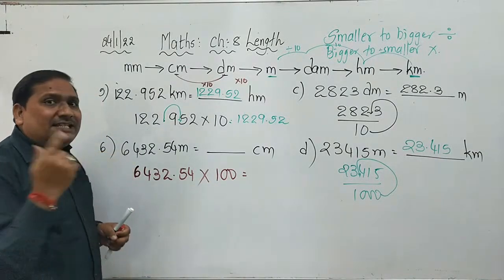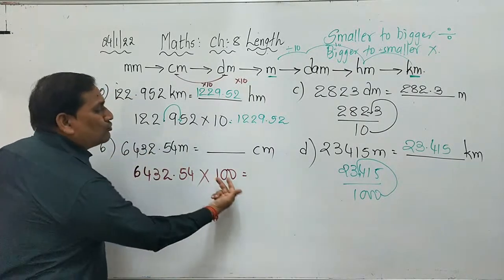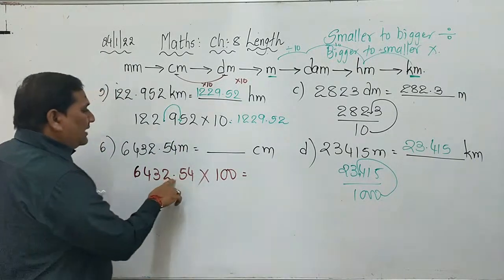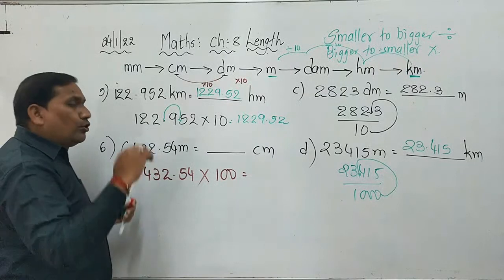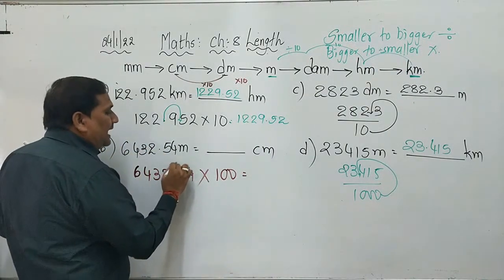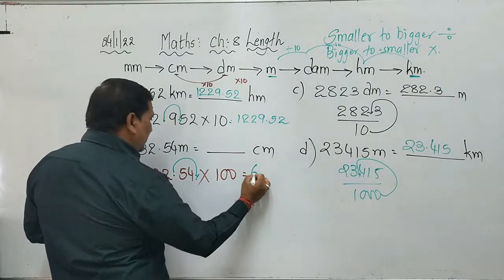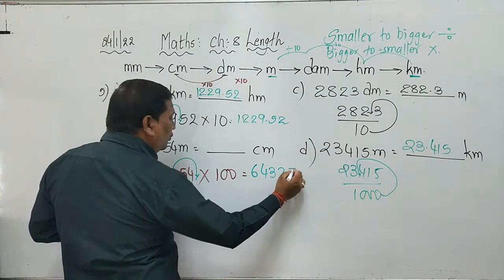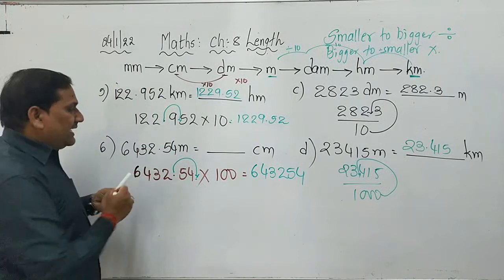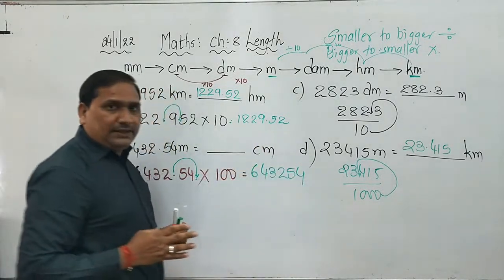So how many digits do I have to jump towards my right hand side? 2 digits. Why 2 digits? Because 2 zeros are there. Just now the decimal is over here. If you jump 2 digits, where will the decimal reach? It will move from here to here. So the answer is 643254 centimeter. After the decimal no digit is there, so nothing is to be written.